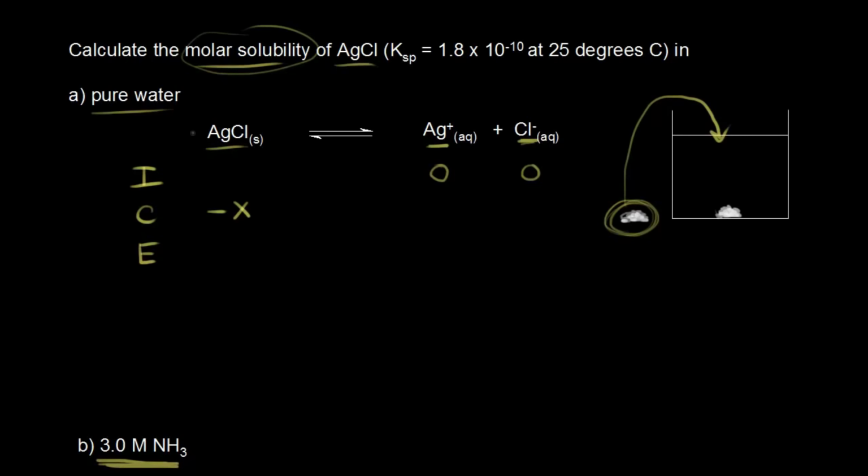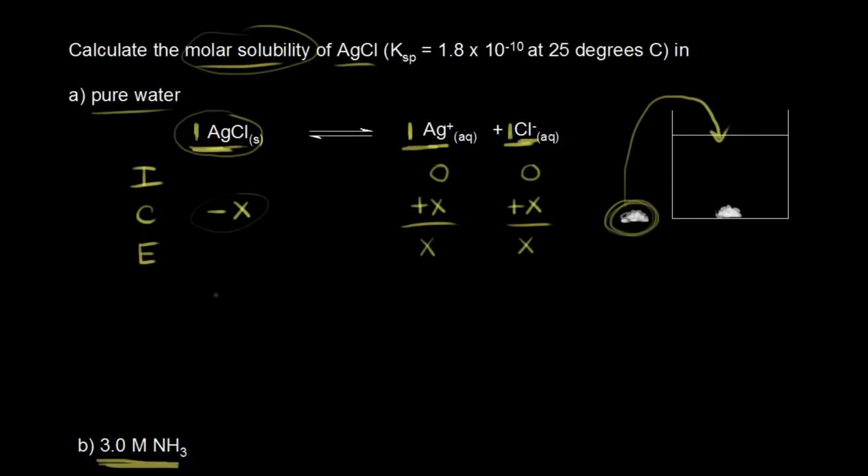If we look at our mole ratios, for every 1 mole of silver chloride that dissolves, we get 1 mole of silver +1 cations in solution. So for losing X over here, we're gaining X. We're gaining X for the concentration of silver cations in solution. And since our mole ratios are still 1:1, if we dissolve 1 mole of silver chloride, we gain 1 mole of chloride anions. So over here we get a +X. So at equilibrium, our concentration of silver cations is X, and our concentration of chloride anions is X.